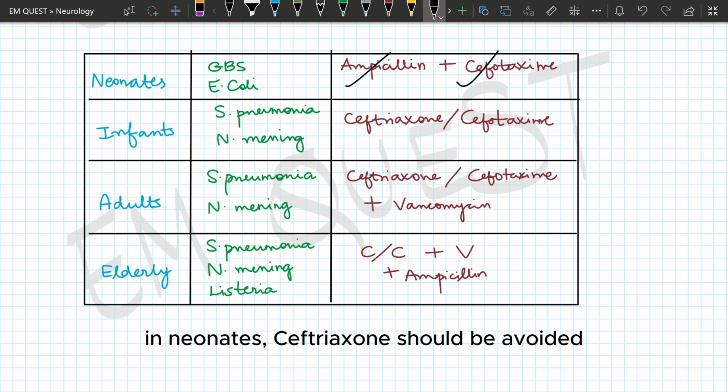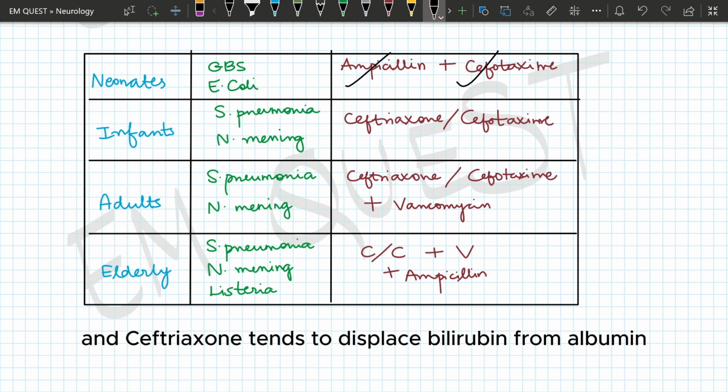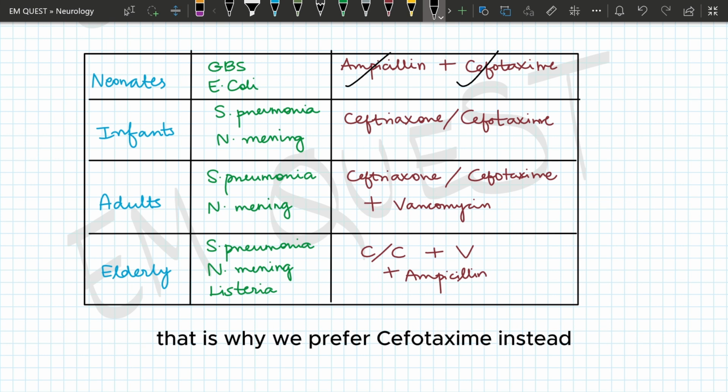In neonates, ceftriaxone should be avoided, especially since a lot of them present with hyperbilirubinemia, and ceftriaxone tends to displace bilirubin from albumin and hence increases the bilirubin levels further in the blood. That is why we prefer cefotaxime instead.